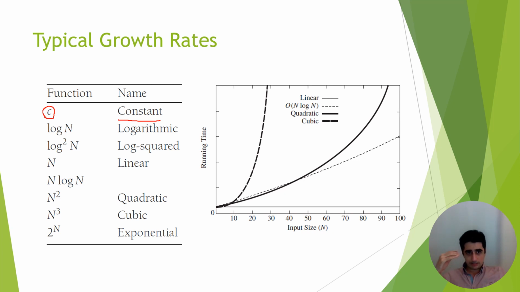Let's say you write a program that always takes 10 instructions to be executed regardless of what the input is, right? That we call constant, right? As an example, when you're trying to read the first element of an array, you always have to spend a constant time regardless of how big the array is, right? If the array size is 10, it takes you the same amount of time to get the first element as when the array size is a billion, right?